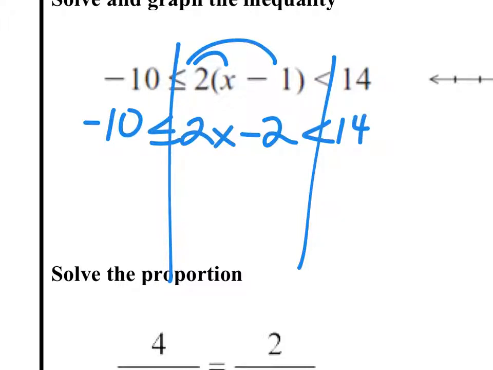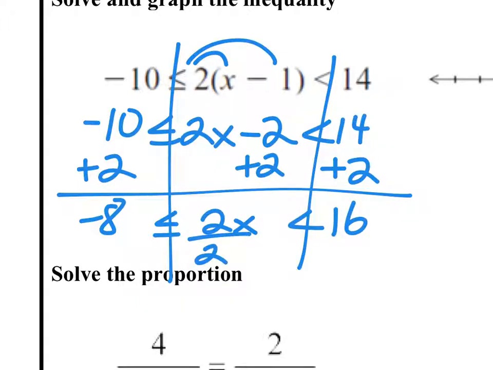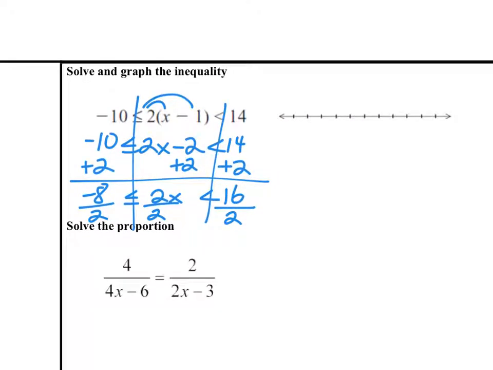And now we're going to add the 2. So that's -8 is less than or equal to 2x is less than 16, and we divide by 2. Remember, we only flip the sign if we're dividing or multiplying by a negative. And so this would become -4 is less than or equal to x is less than 8.